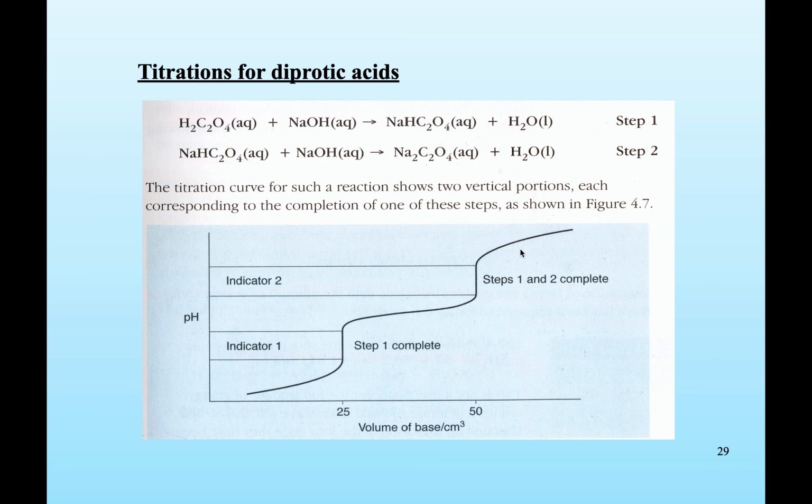One key question to answer here is, where is pH 7 on this scale? Where's pH 7? Have a think about it for a second. And pH 7 is there, because this is the overall neutralization of the ethane dioate. Once the second step is complete, then the pH shoots up and levels off because it's a strong alkali.